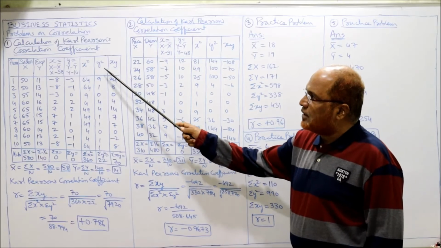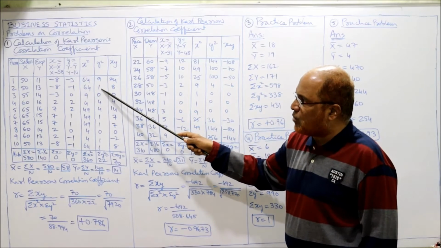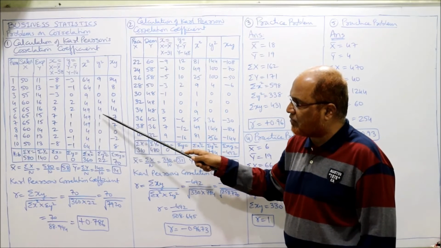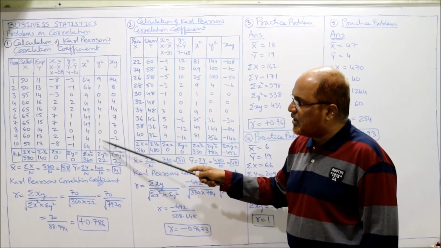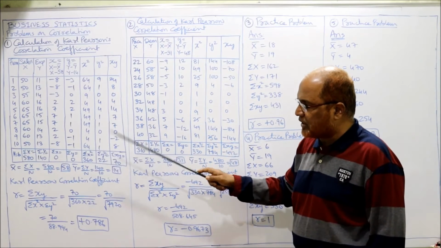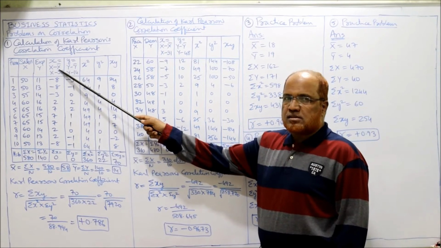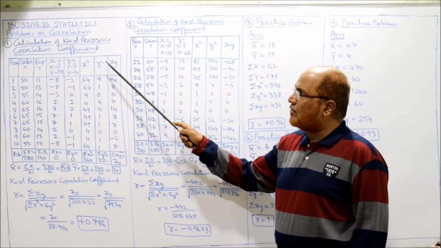Similarly y square. ये y क्या वैल्यू है, इसको स्क्वायर करेंगे. 3 3s are 9, 1 1s are 1, 0 square 0, 2 square 4, 2 square 4, 1 square 1, 1 square 1, 0 square 0, 1 square 1, 1 square 1. The total of y square is 22. You have calculated small x, you have calculated small y. Square x square, y square.